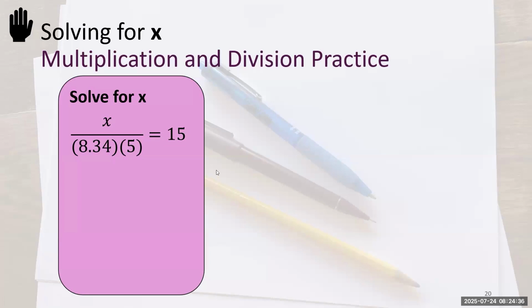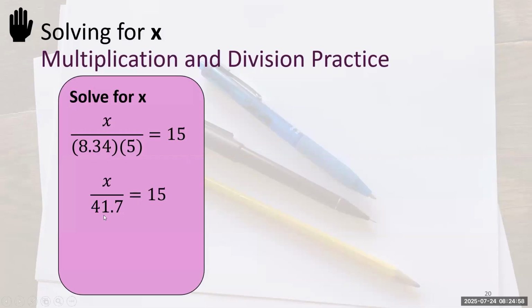So for this equation, I would probably start by, we've got these two numbers multiplied by each other on the bottom under that x. We're going to go ahead and multiply those together first to give ourselves one whole number to work with. That's going to make things a little easier. So if we do that, we got 41.7.